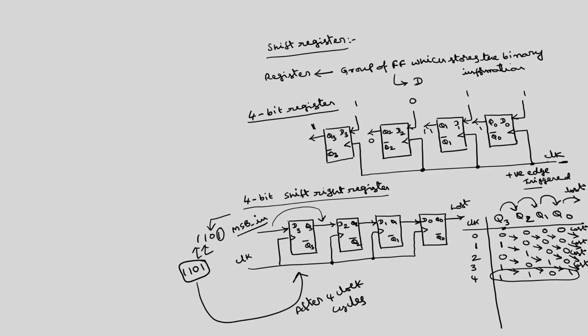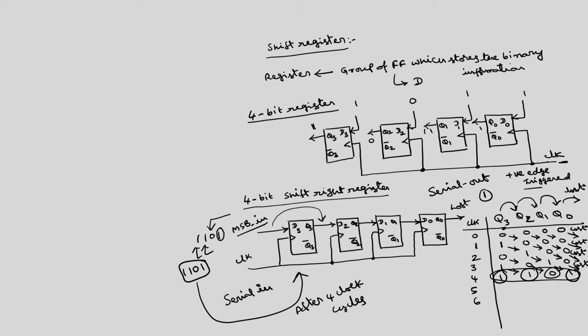Then if you want to take this data, we are feeding this data serially, this is called serial in. You want to take the serial data out, serial out. If you apply 4 more clock signals, if I apply the 5th clock signal, this 1 will be outputted here. At the 6th clock signal, this 0 will be outputted. 7th, this 1 will be outputted. 8th, this 1 will be outputted.